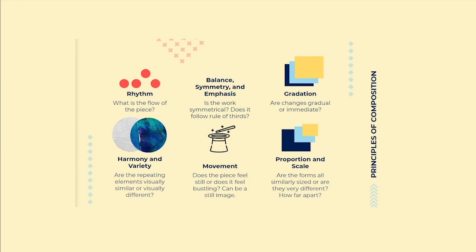The first thing I've got here is rhythm. So rhythm is just like a musical rhythm. What's the flow of the piece when your eye moves across the canvas or across the digital artwork? Is it consistent? Does it feel jagged? Do you feel like you're moving from one side to another? How does your eye move?